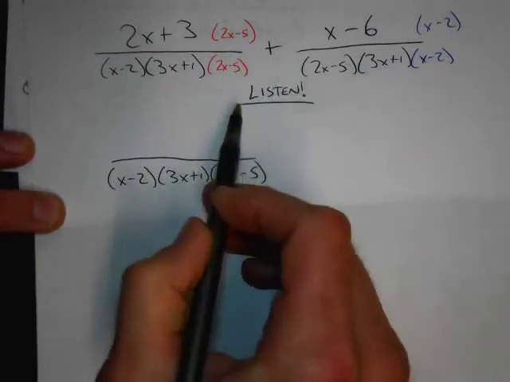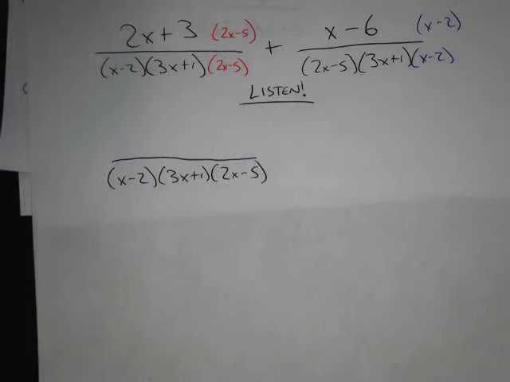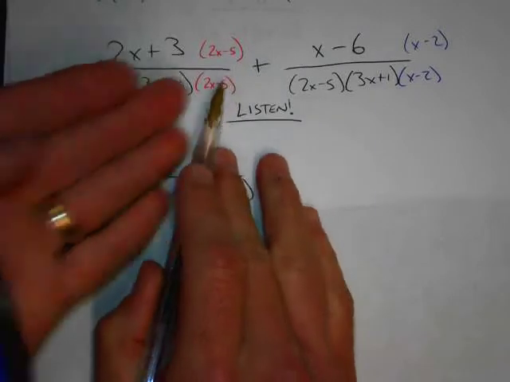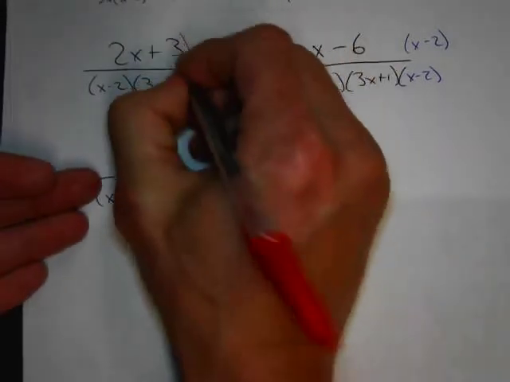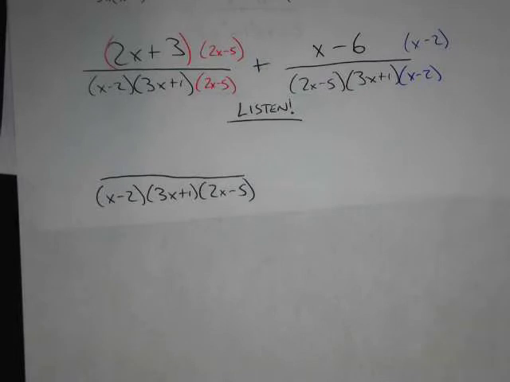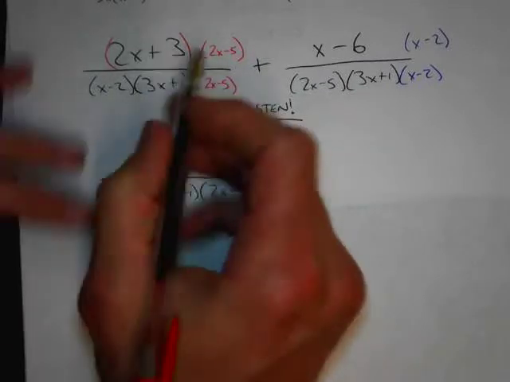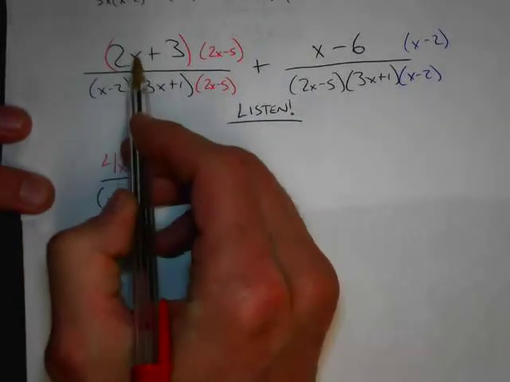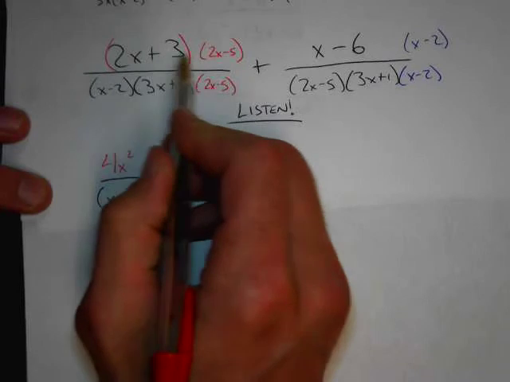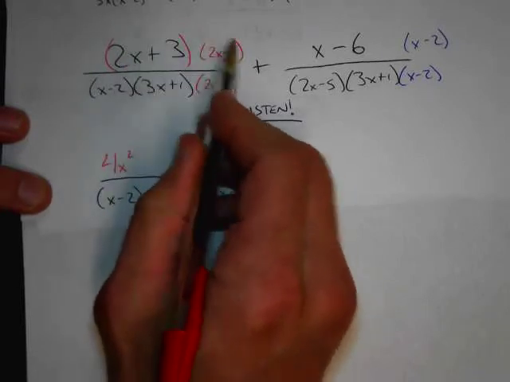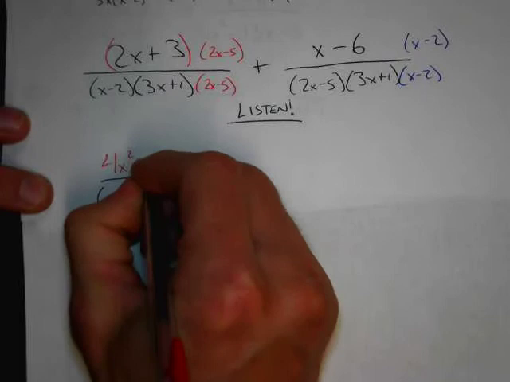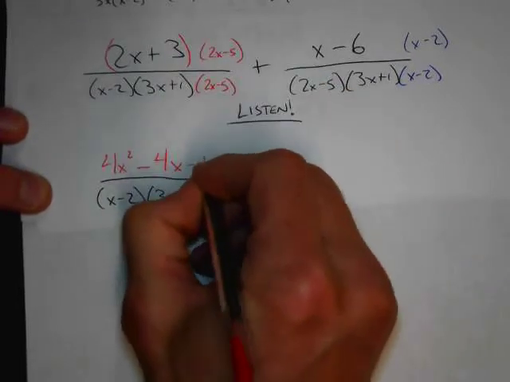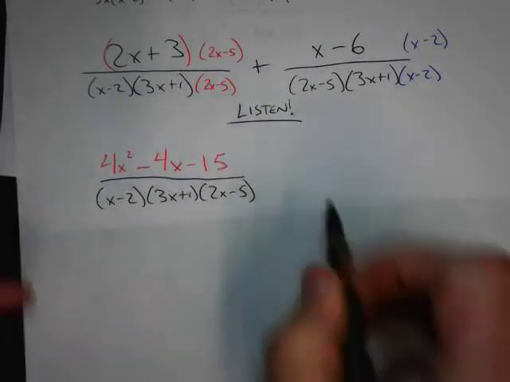What's going to be in the numerators? You're listening? I'm going to multiply the entire numerator. I'm not just distributing the 3. I am multiplying 2x minus 5 by the entire numerator. So when I multiply these two factors, I have 4x squared minus 10x plus 6x minus 15, which is minus 4x and then minus 15. Okay, so I have that numerator.